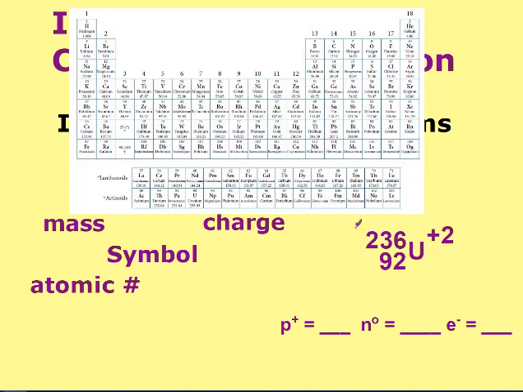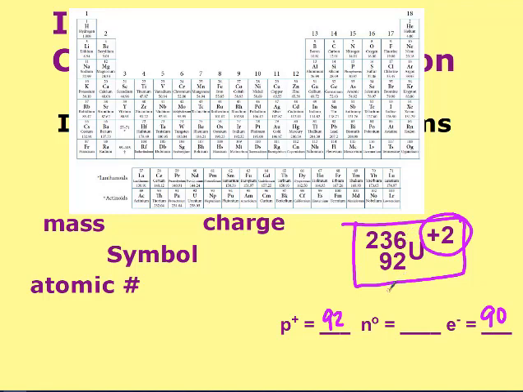So if we look at this example here, all the information I need is located right here. I don't need to look on the periodic table for anything because my protons is my atomic number, which was that bottom number. My electrons has to do with the charge. Since I have a +2 charge, I should have 2 less electrons, so 90 electrons.